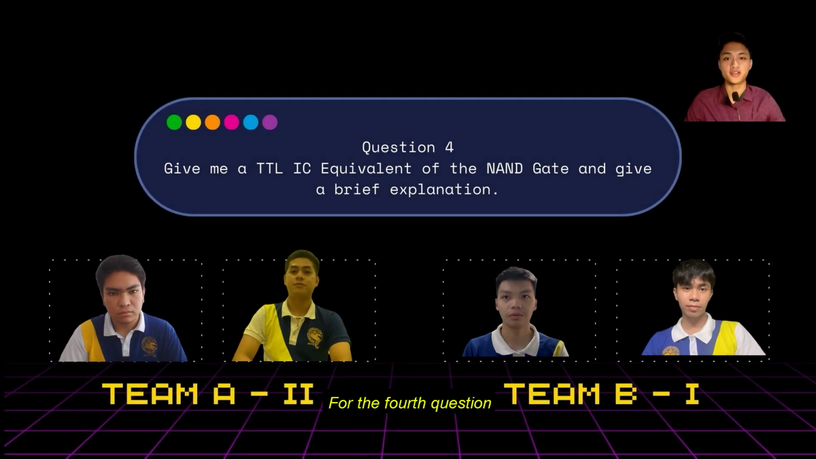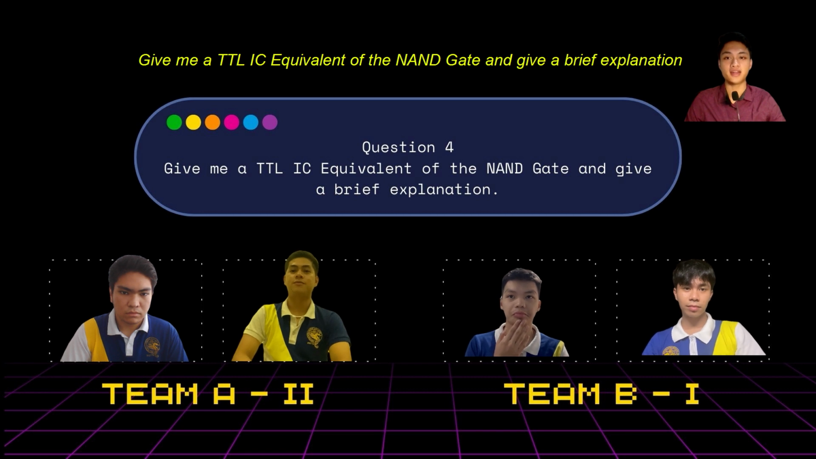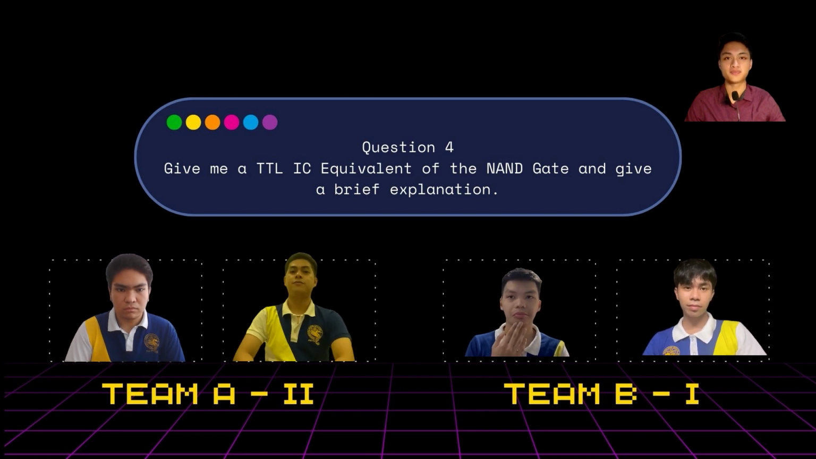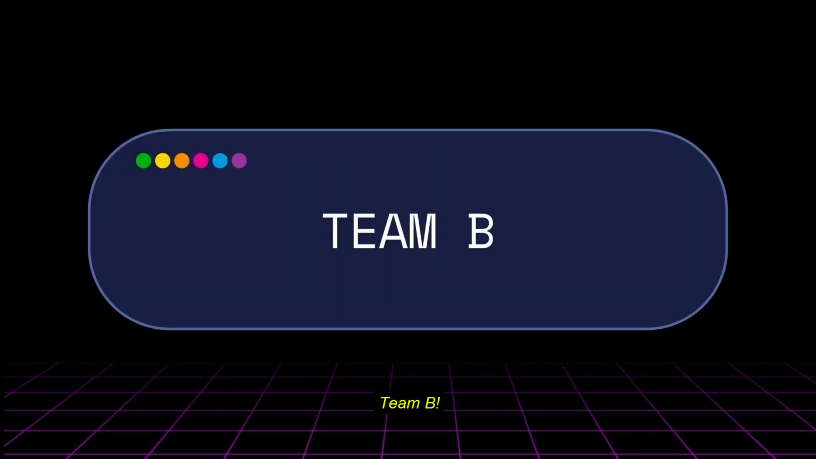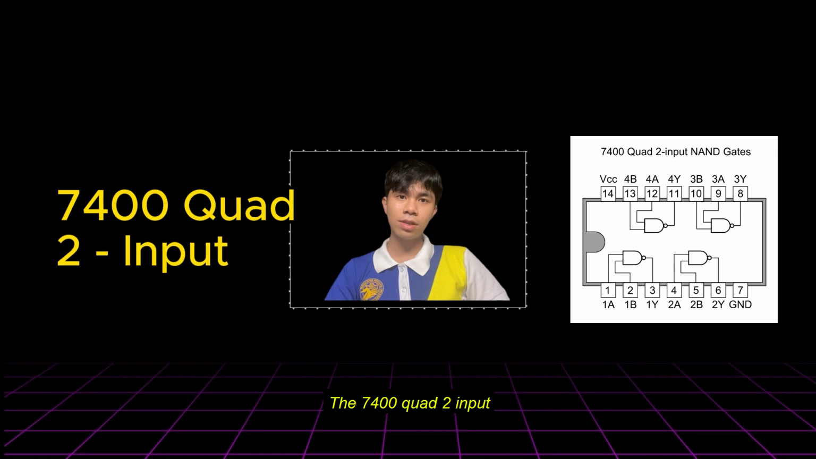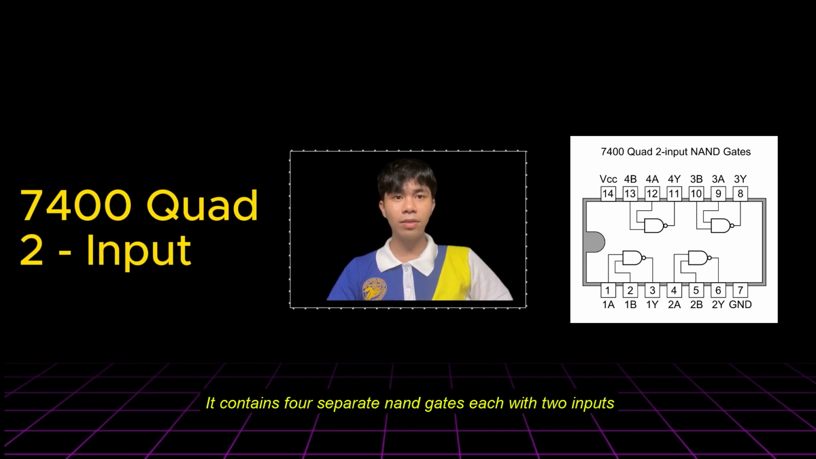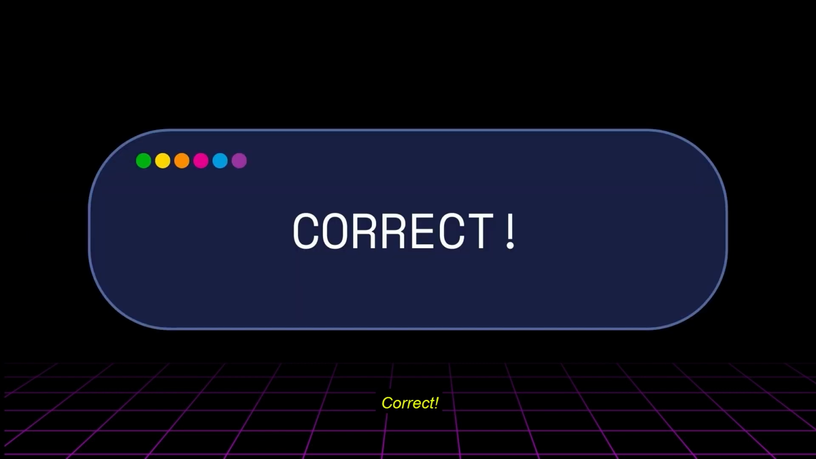For the fourth question, give me a TTL IC equivalent of the NAND gate and give a brief explanation. Team B: Okay, so the 7400 quad 2-input. It contains 4 separate NAND gates, each with 2 inputs. Each gate can take 2 signals as input and gives an output based on the NAND logic. Correct.